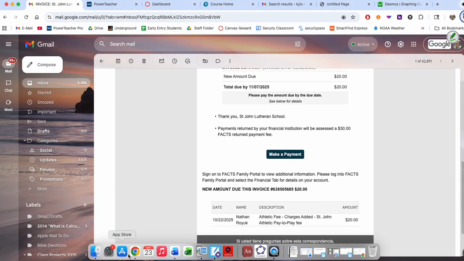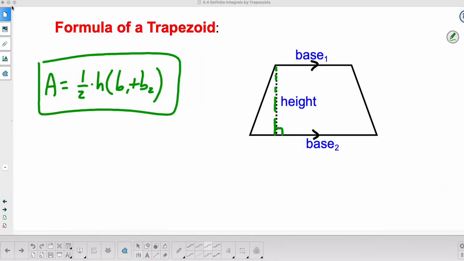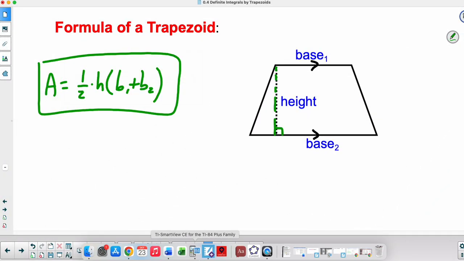Now, if I go back, I don't know if I can do this. Can I do this? I'm sorry, nope, don't want to see that. I need to go back. I have too many tabs here.